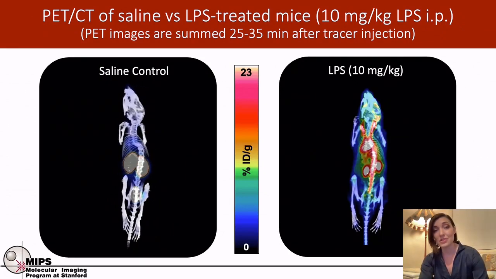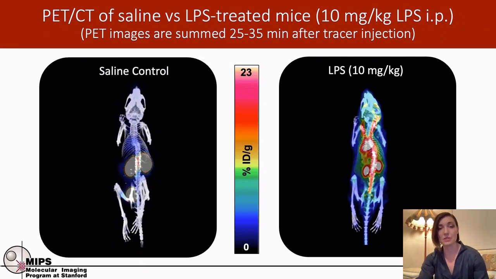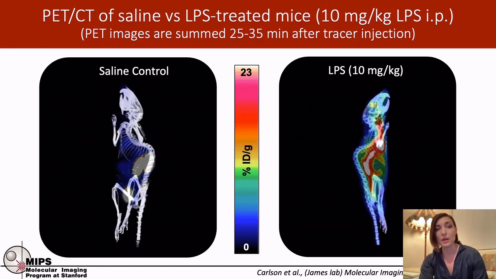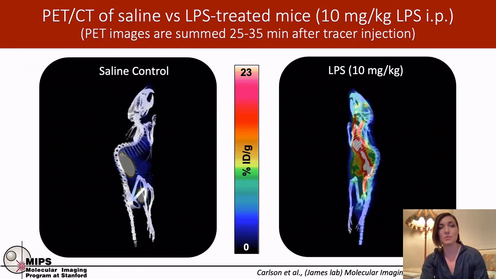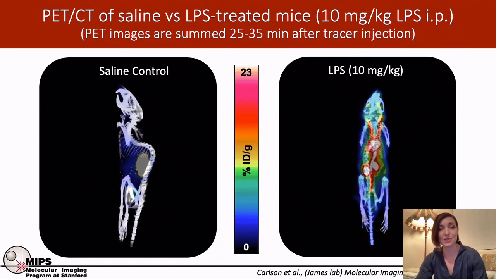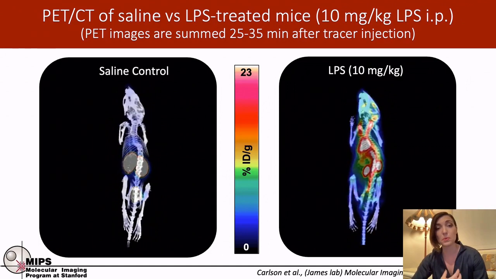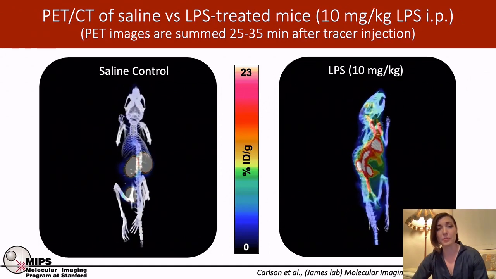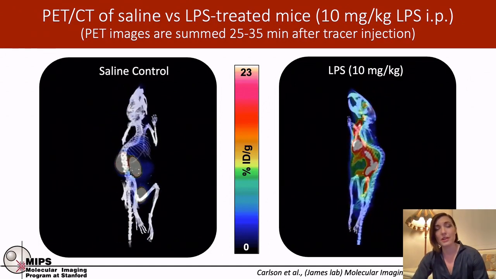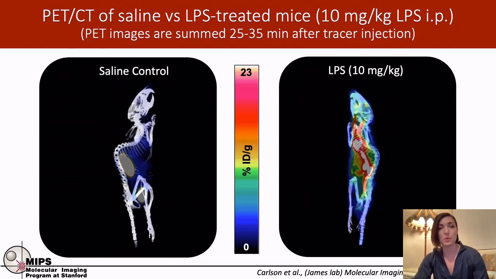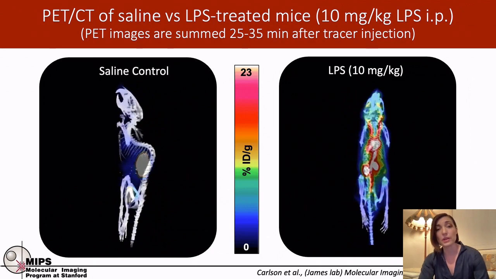This is our saline injected control. Looks very much just like the untouched healthy control you just saw. And then we have our LPS mouse shown here, which looks quite different to the saline control. You can see a lot more signal in the blood pool, in the abdominal cavity, the spleen, liver, all areas where we know there's a lot of inflammation occurring in this model.